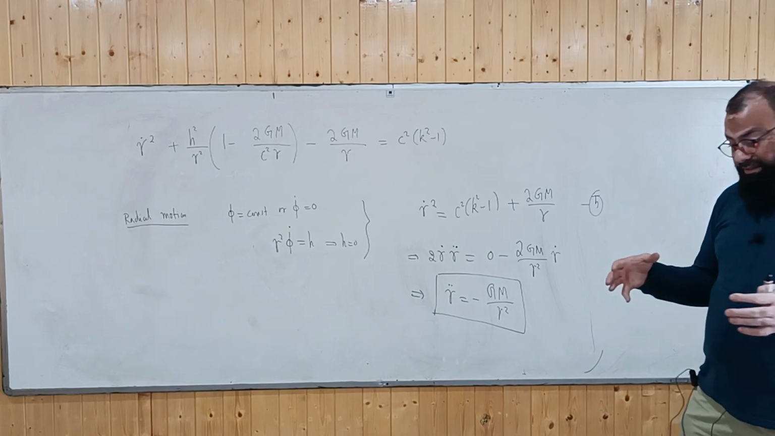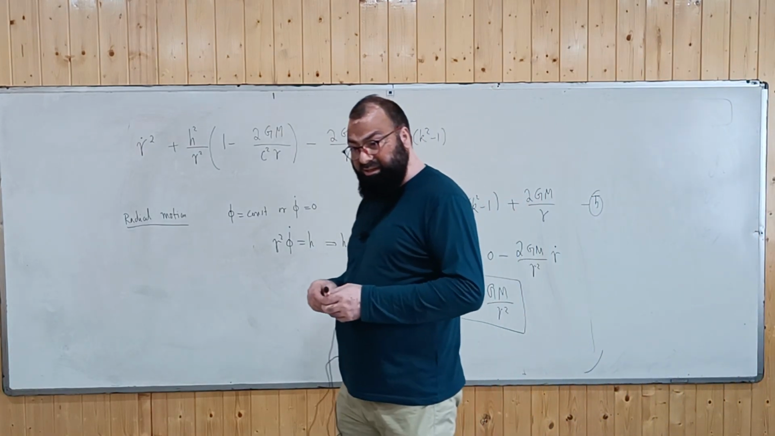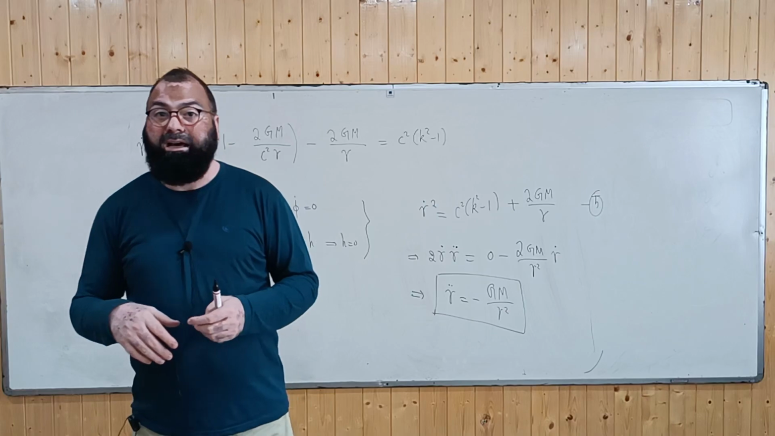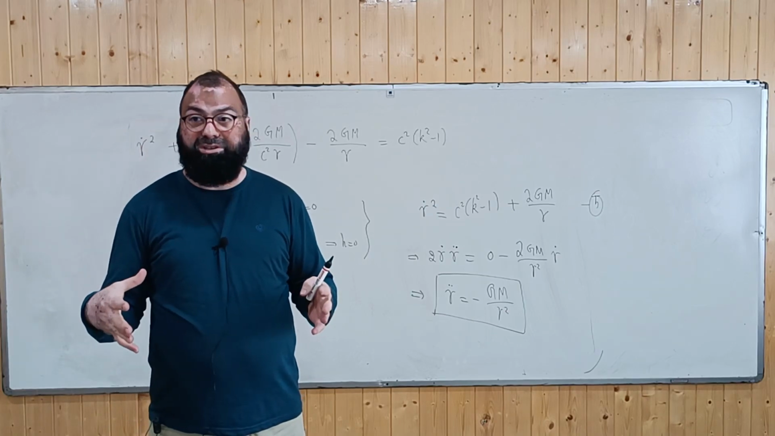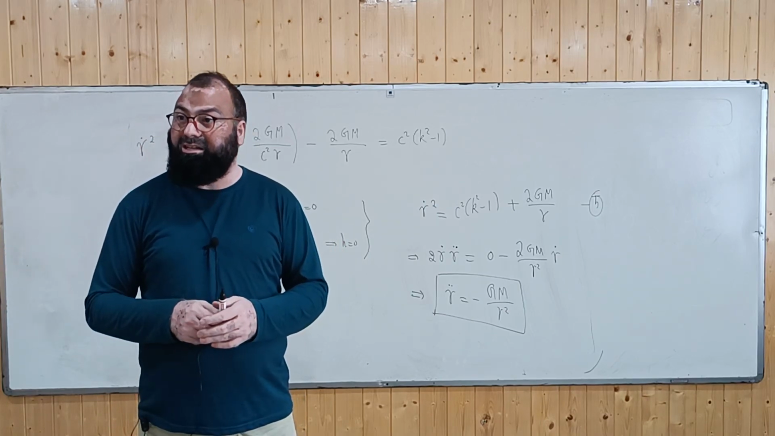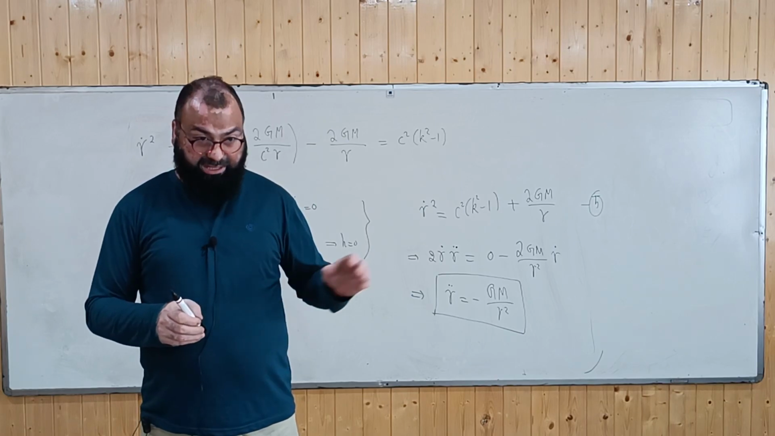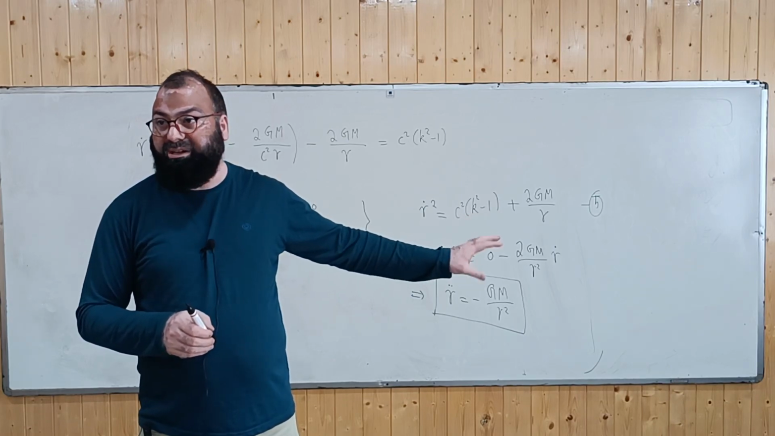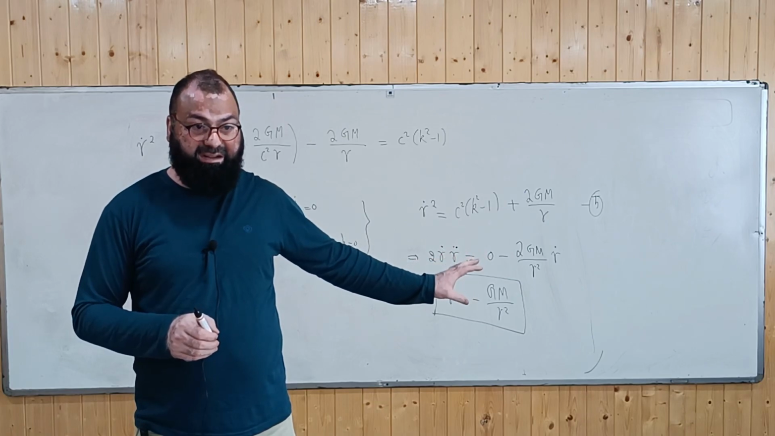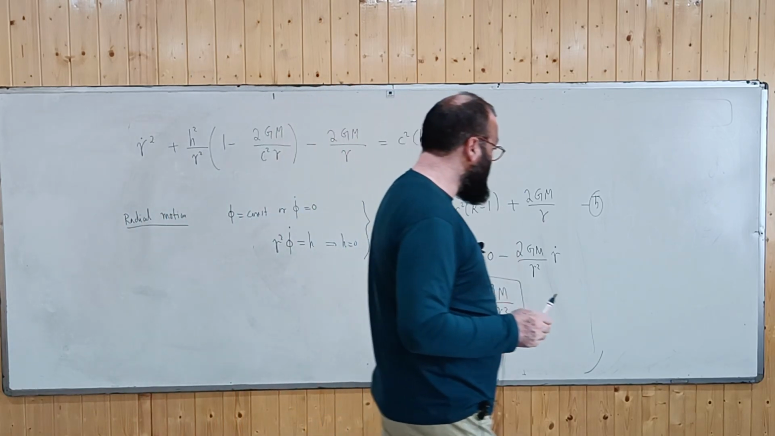The coordinate radial distance, or the distance of separation between two objects, is related by the metric in our geometry, but it's not related by the metric in Newtonian gravity. Got it? Okay, so let me put it.